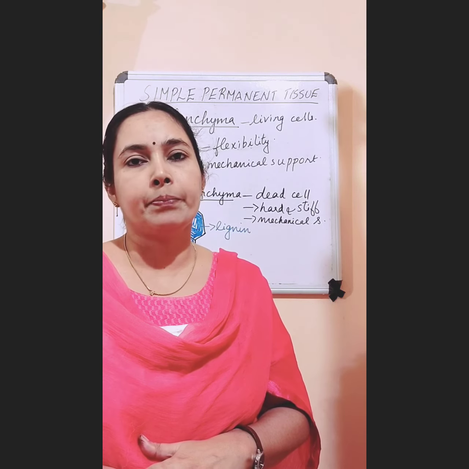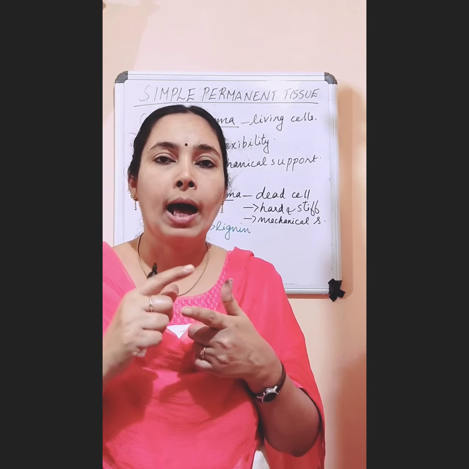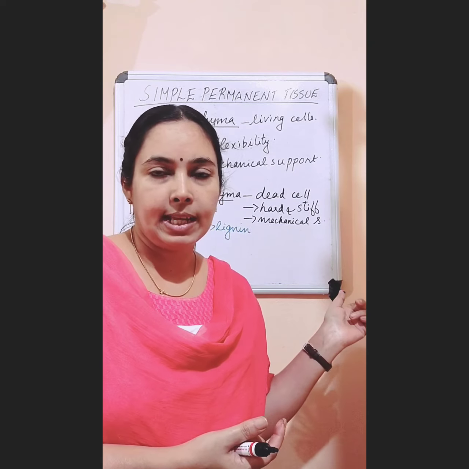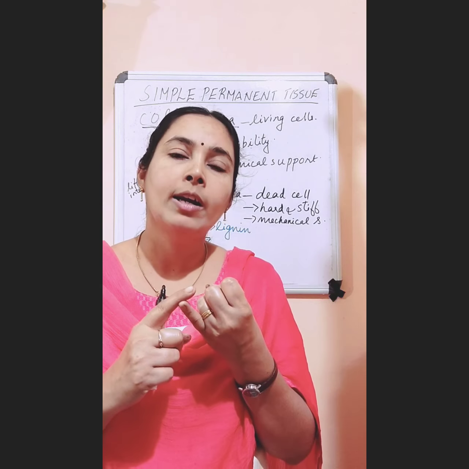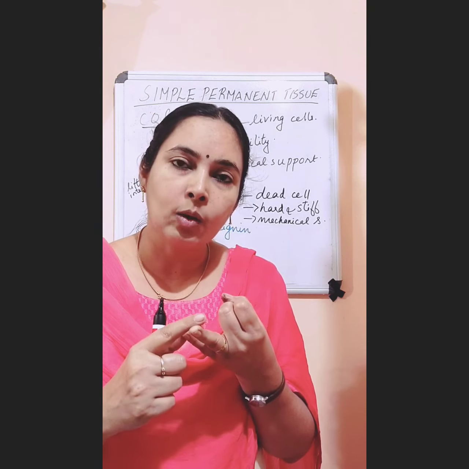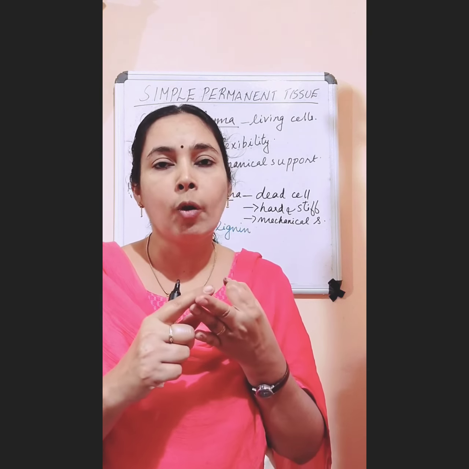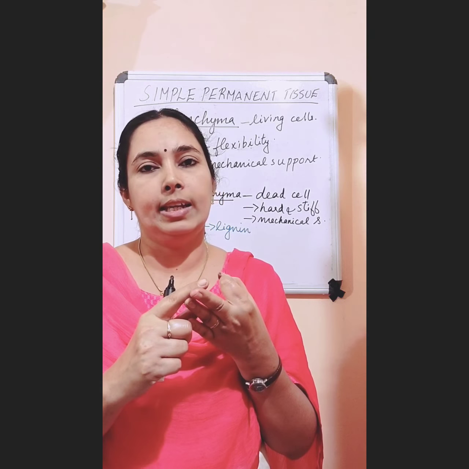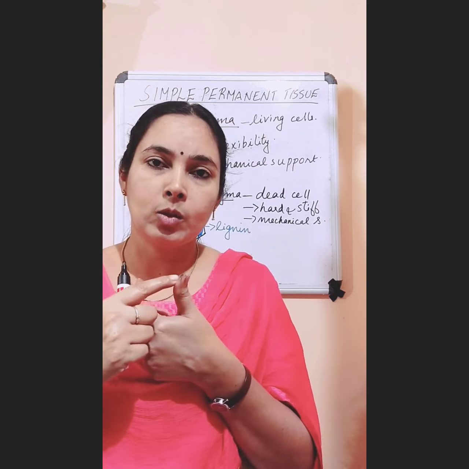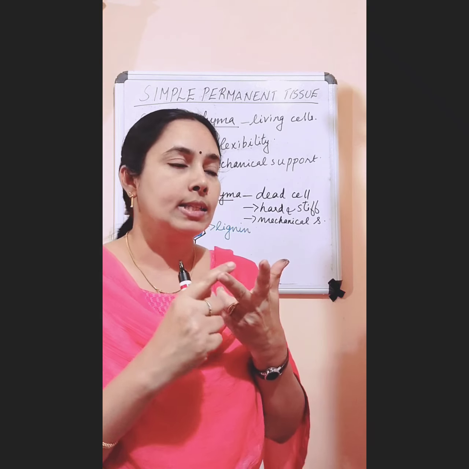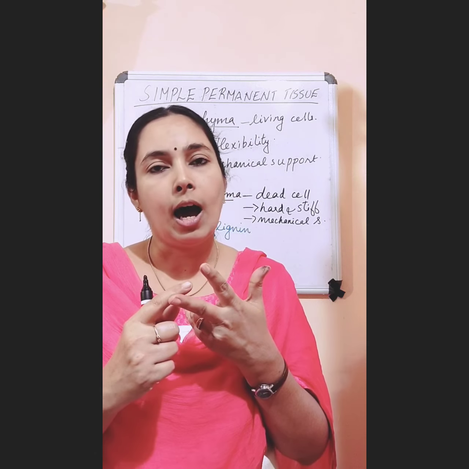Now we have studied the simple permanent tissues: parenchyma, collenchyma and sclerenchyma. Parenchyma and collenchyma are living cells. Sclerenchyma is dead cell. Parenchyma is thin-walled. Collenchyma is thickened at the corners with cellulose. And sclerenchyma is uniformly thickened with lignin. Parenchyma's function is to store food. Collenchyma gives flexibility to plants. And sclerenchyma makes the plant parts hard and stiff.